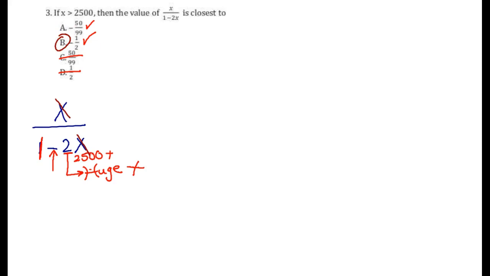So, huge number, double the huge number. When you take that away from 1, 1 really doesn't matter. So let's say if I have 2,500 and 1, so that's negative 2,499. It's still negative 2,499, the 1 doesn't make much difference. So I can just pretend this one has very minimal effect and simplify x divided by negative 2x, which is a negative half.